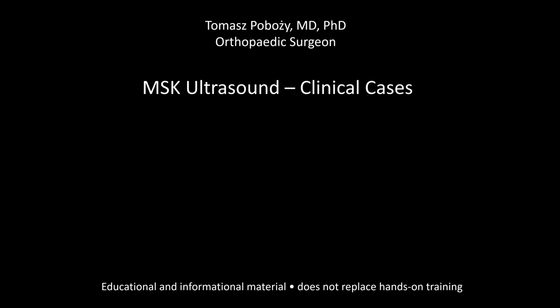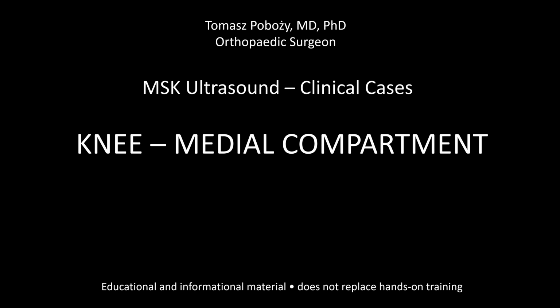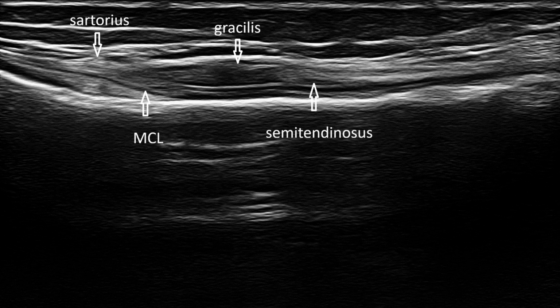In this video, I present selected pathological findings in the Pes Anserinus region on the medial side of the knee. The cases demonstrate typical ultrasound appearances of pathology in this anatomical area. We now move to the evaluation of the Pes Anserinus region.